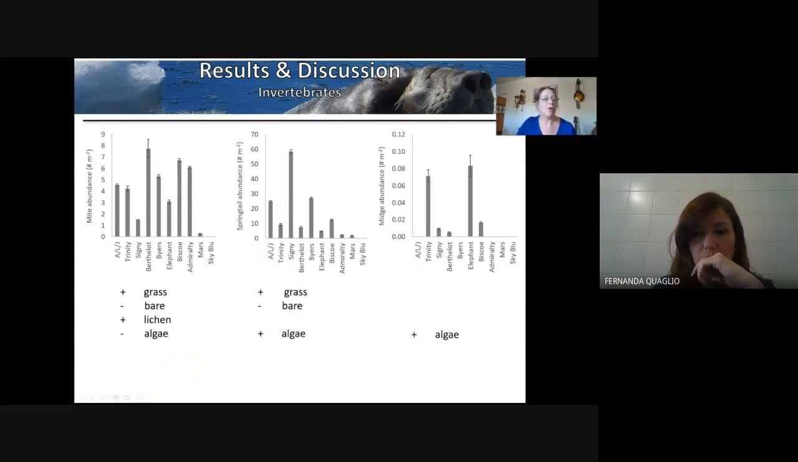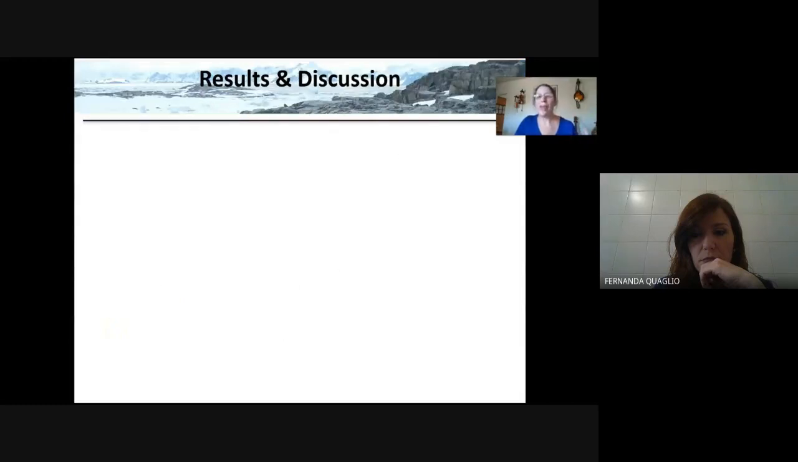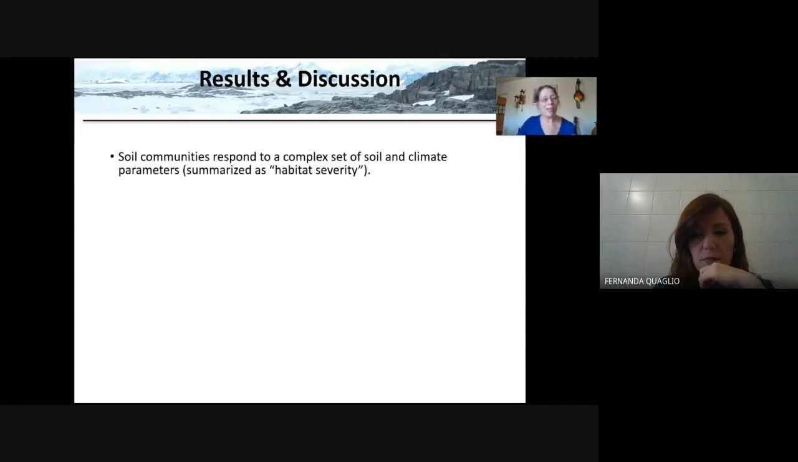Overall, across the invertebrate taxa, they tend to prefer grass and decline in bare soils, but they differ in their relationships with other cover types. So that was our very quick overview of some of the most interesting points in our data. Just to summarize, we found that soil communities respond to a complex set of soil and climate parameters that we summarize as habitat severity.